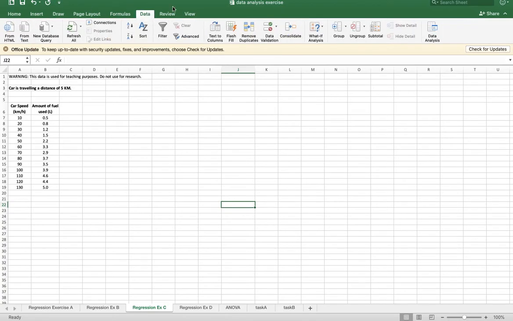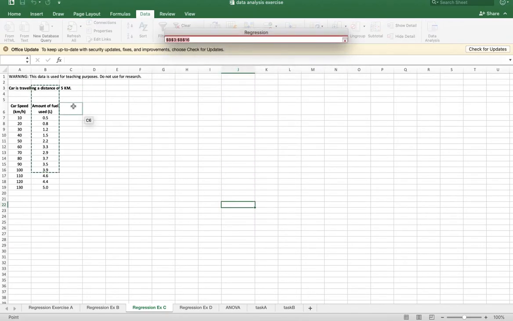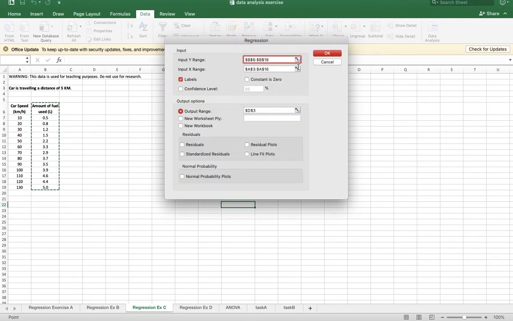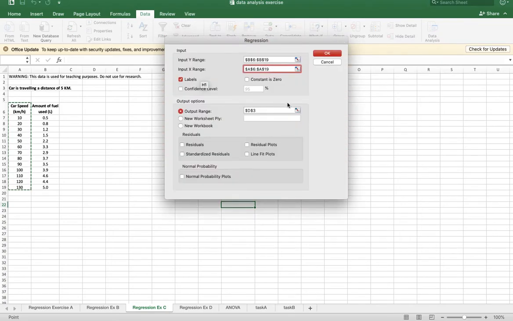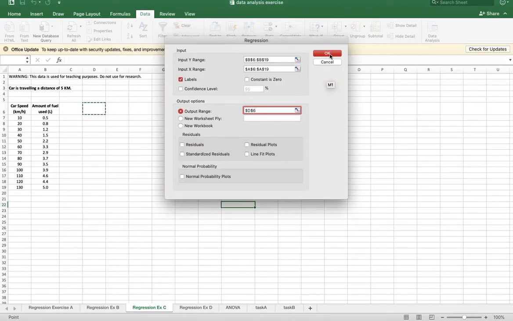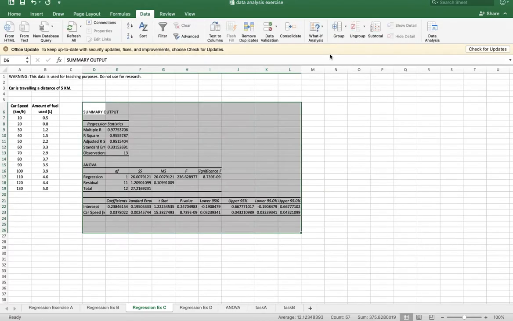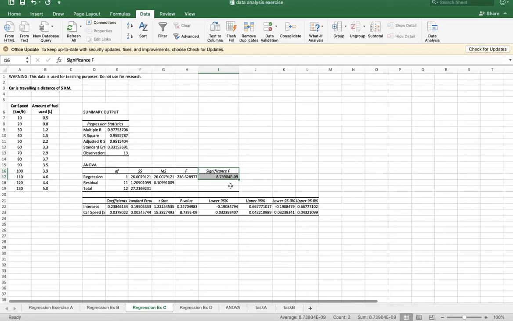Again, we press data analysis, regression. This one will be the amount of fuel use, and then input X range will be car speed. Then output range, put it maybe next to the table, and then press OK. Alright, so if you look at the summary output of the regression analysis, you refer to the significant F value.